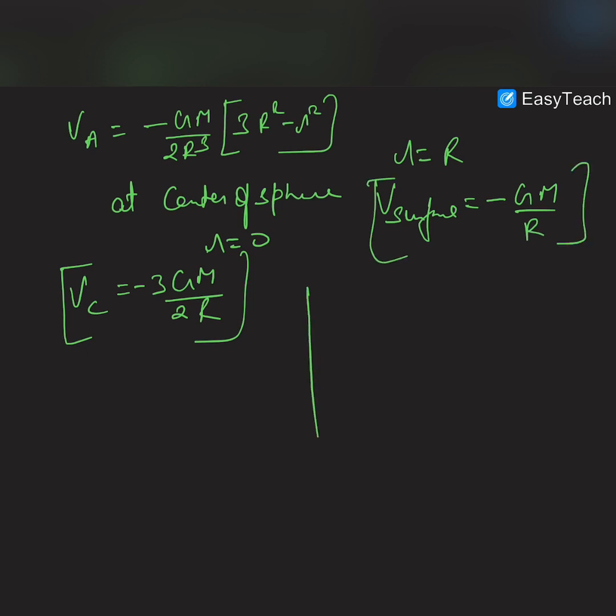And if we plot the graph of the gravitational potential of this sphere, then obviously it would be negative, and inside the sphere there would be a relationship between VA and r, and this relationship is a parabola which is opening towards the positive side. So it would be like that, and outside the sphere it would be a hyperbola. So this would be the graph.